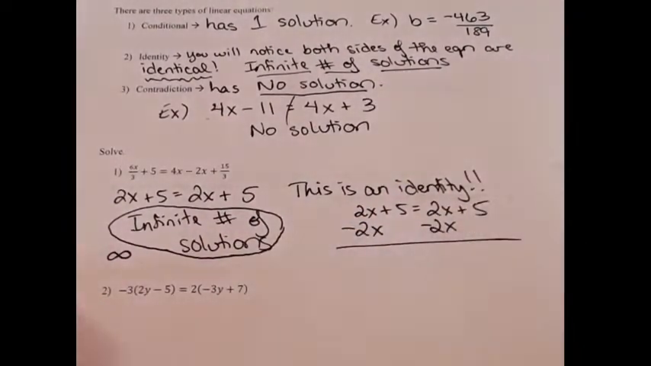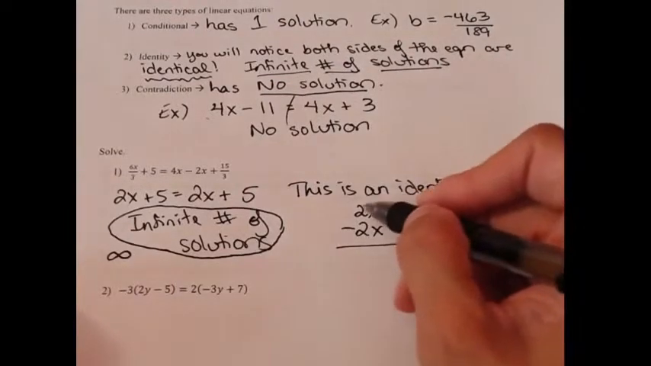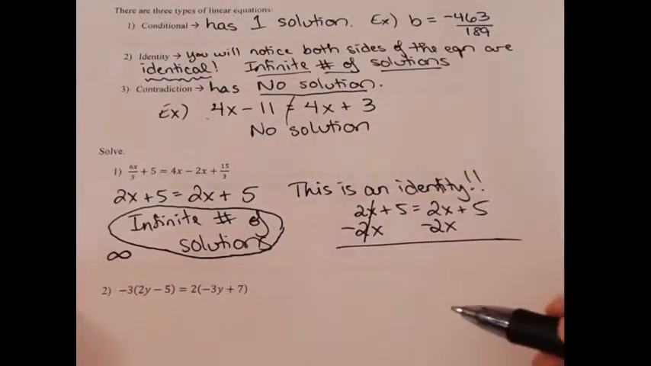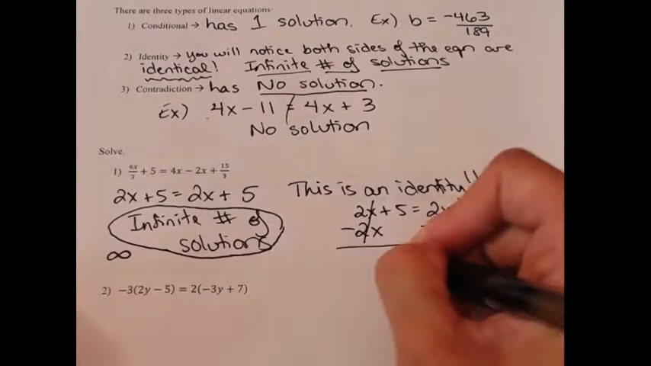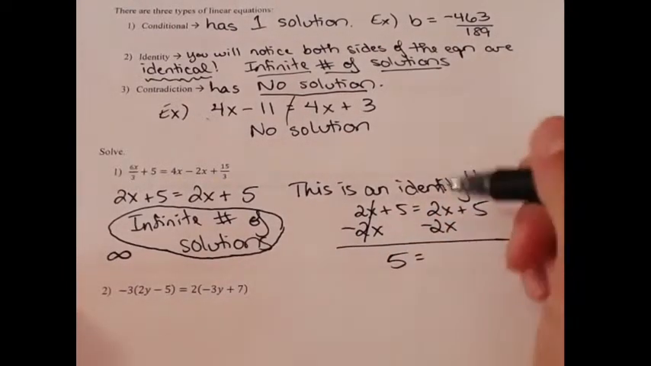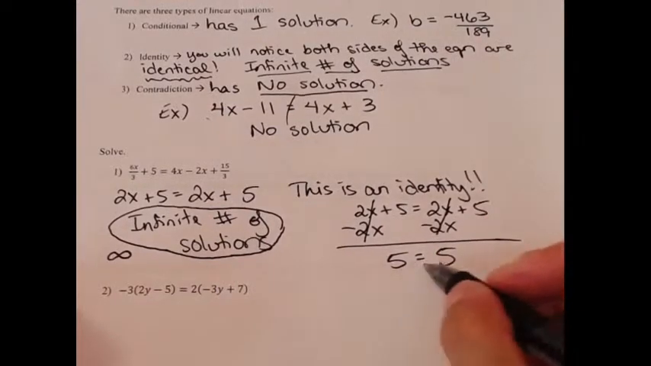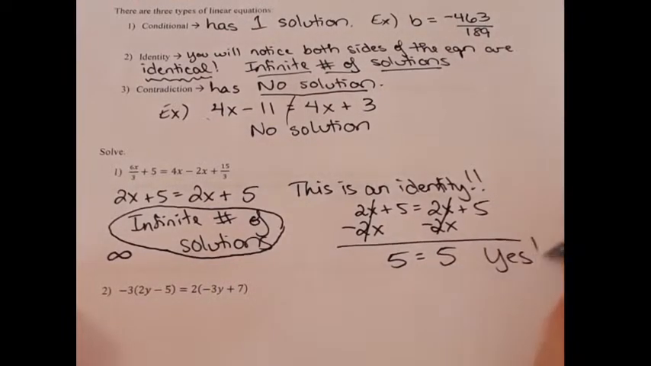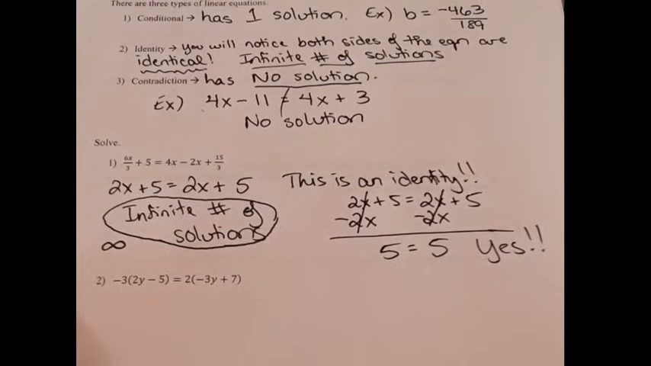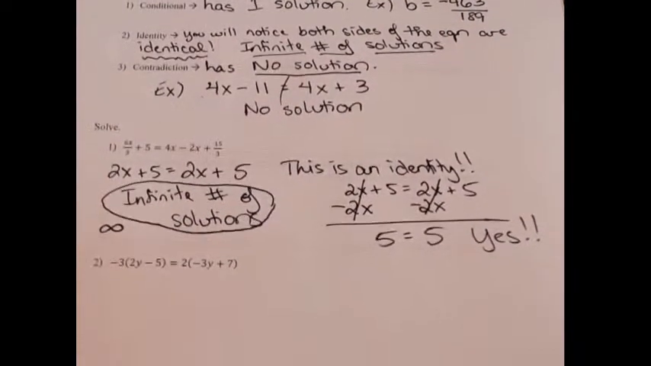So we're going to subtract 2x from both sides. Notice 2x minus 2x leaves us with a 0. 0 plus 5 is 5. Bring down the equals. 2x minus 2x is 0. 0 plus 5 is 5. 5 equals 5? Yes. So because this is a yes statement, we could say, oh, that means it's an identity. They're identical. Infinite number of solutions. Okay? Identity, infinite number of solutions.